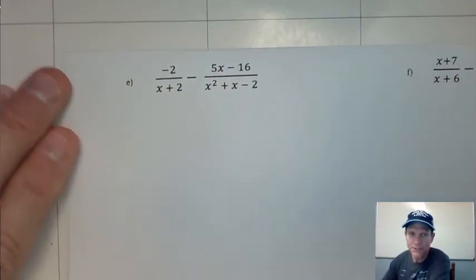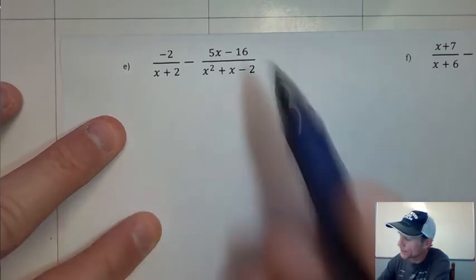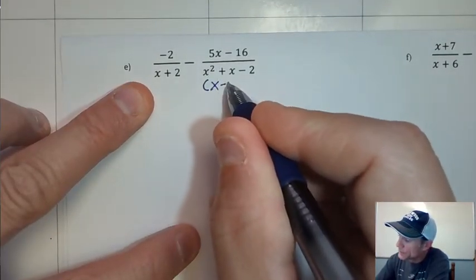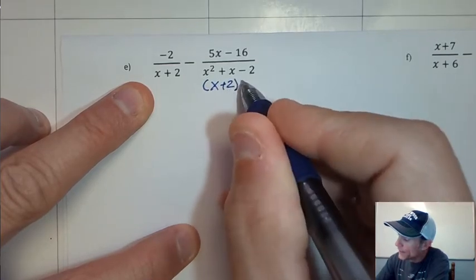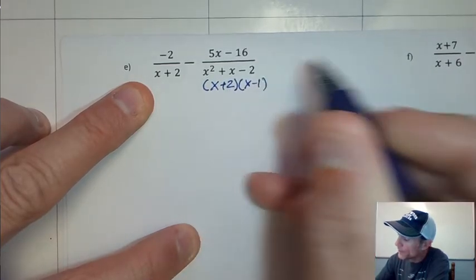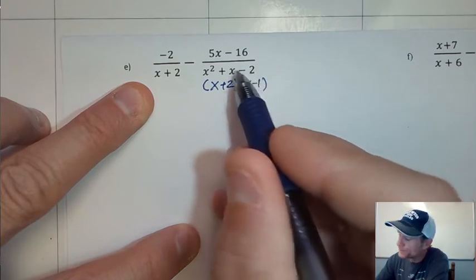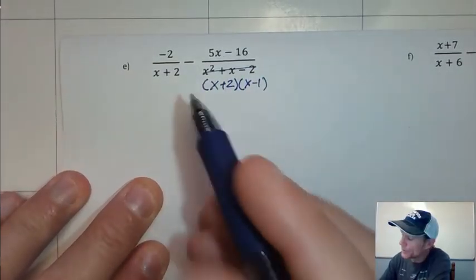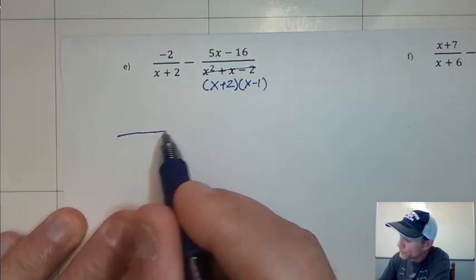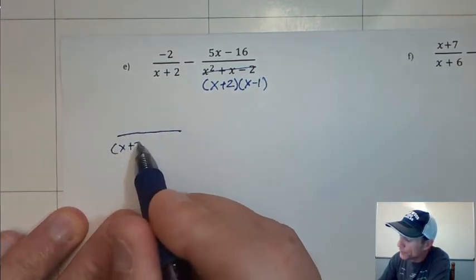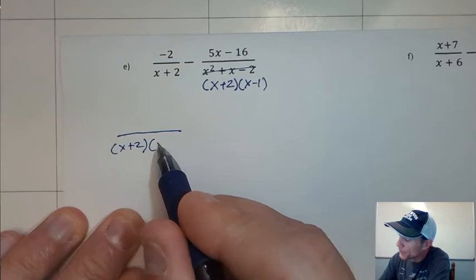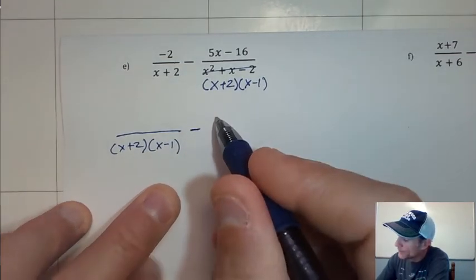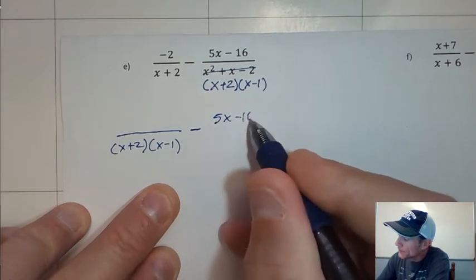What we're going to do first here is we're going to factor this to be x plus 2, x minus 1, because when this is factored, we can see the binomials that we need. Okay, so this first one, it has an x plus 2, but I'm putting the new binomial of x minus 1 on it. Then I have my minus sign. I have 5x minus 16.